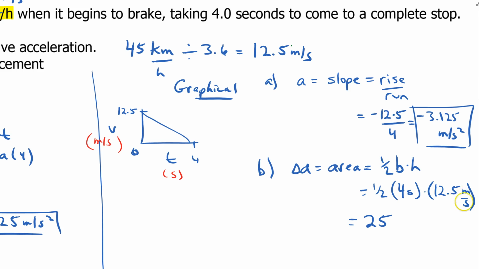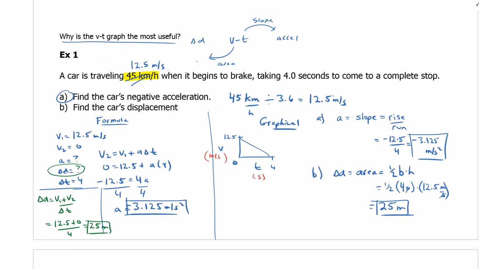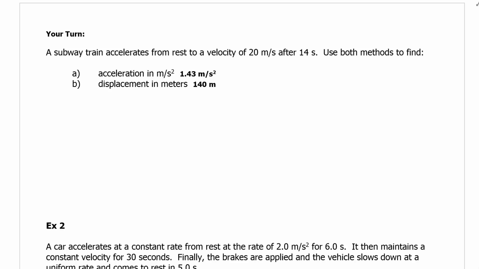The seconds multiplied by the meters per second, the seconds are going to cancel out because there's 1 in the numerator, 1 in the denominator. So we get 25 meters. Now isn't that cool? We got the same answer regardless of which way that we solved it. I will probably have a question where I'll say solve this question graphically, or I may say solve this question using the formula. I want you now to do a your turn.